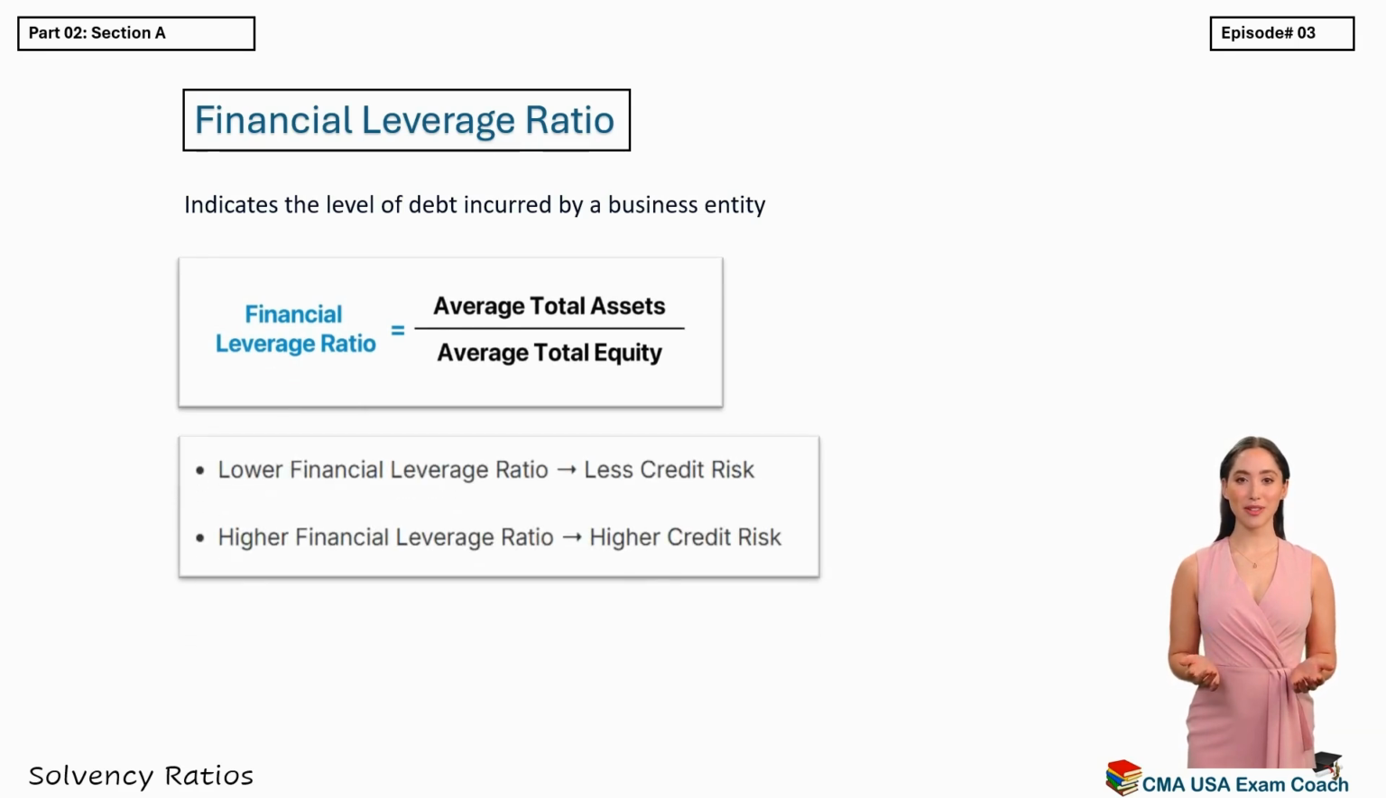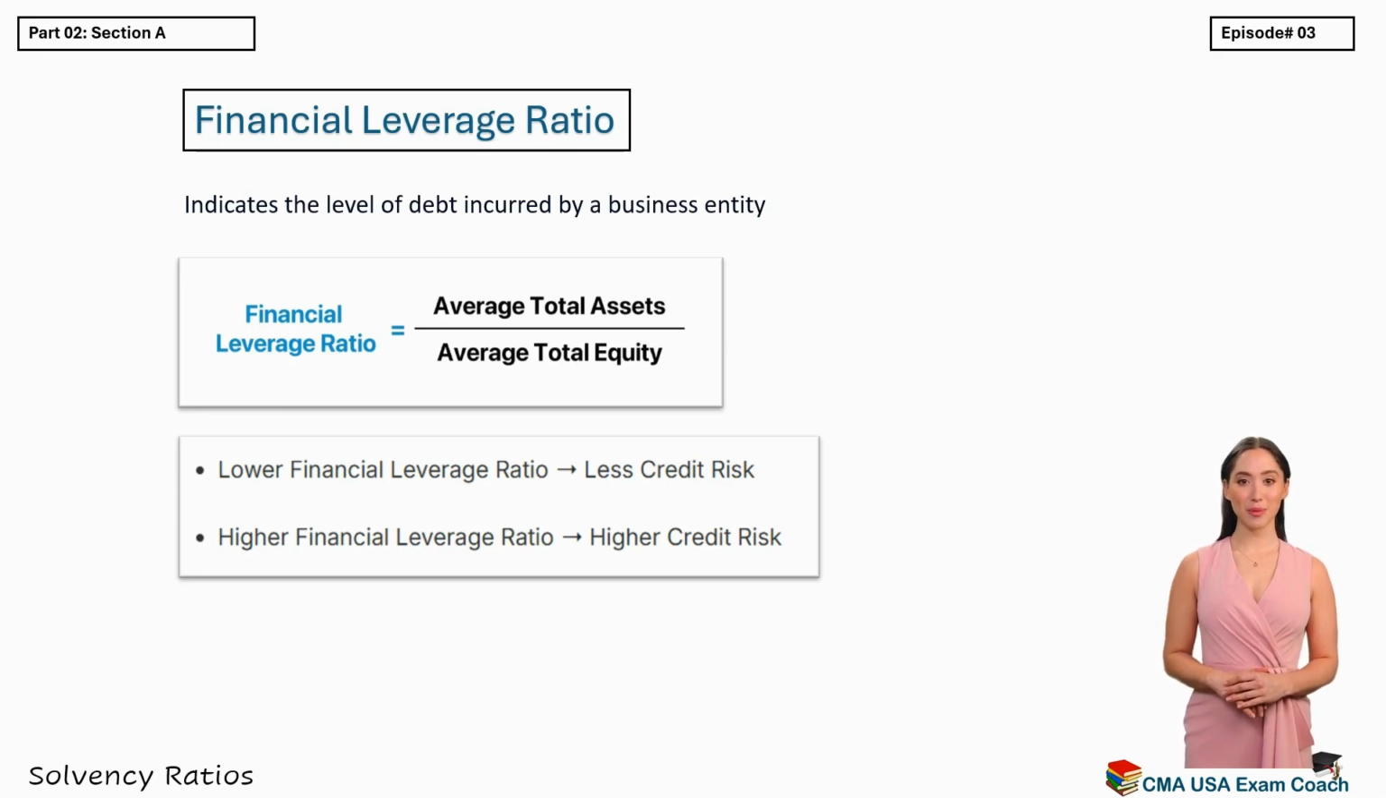Understanding the ratio. Higher financial leverage ratio means the company is using more debt financing. While this can boost returns when profits are high, it also increases financial risk. Lower financial leverage ratio suggests the company relies more on equity financing, meaning lower risk, but also potentially lower returns.